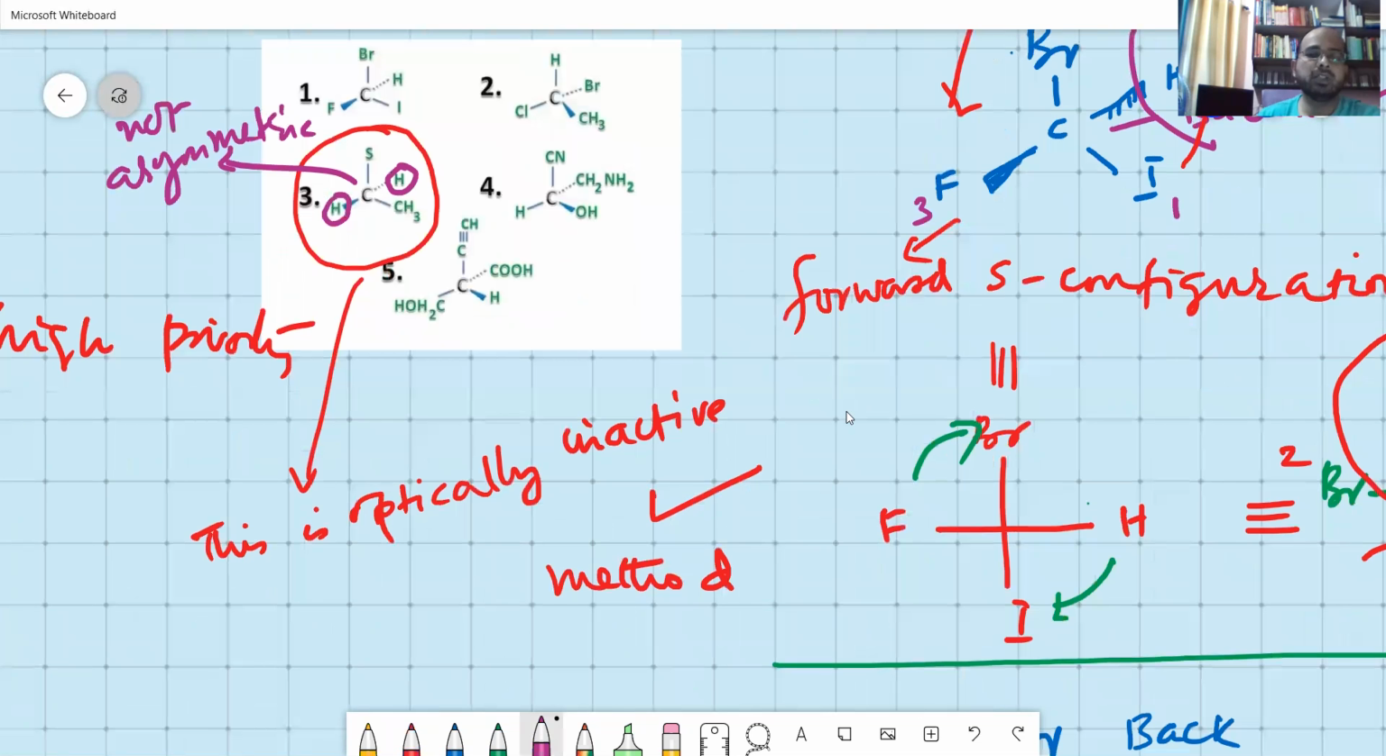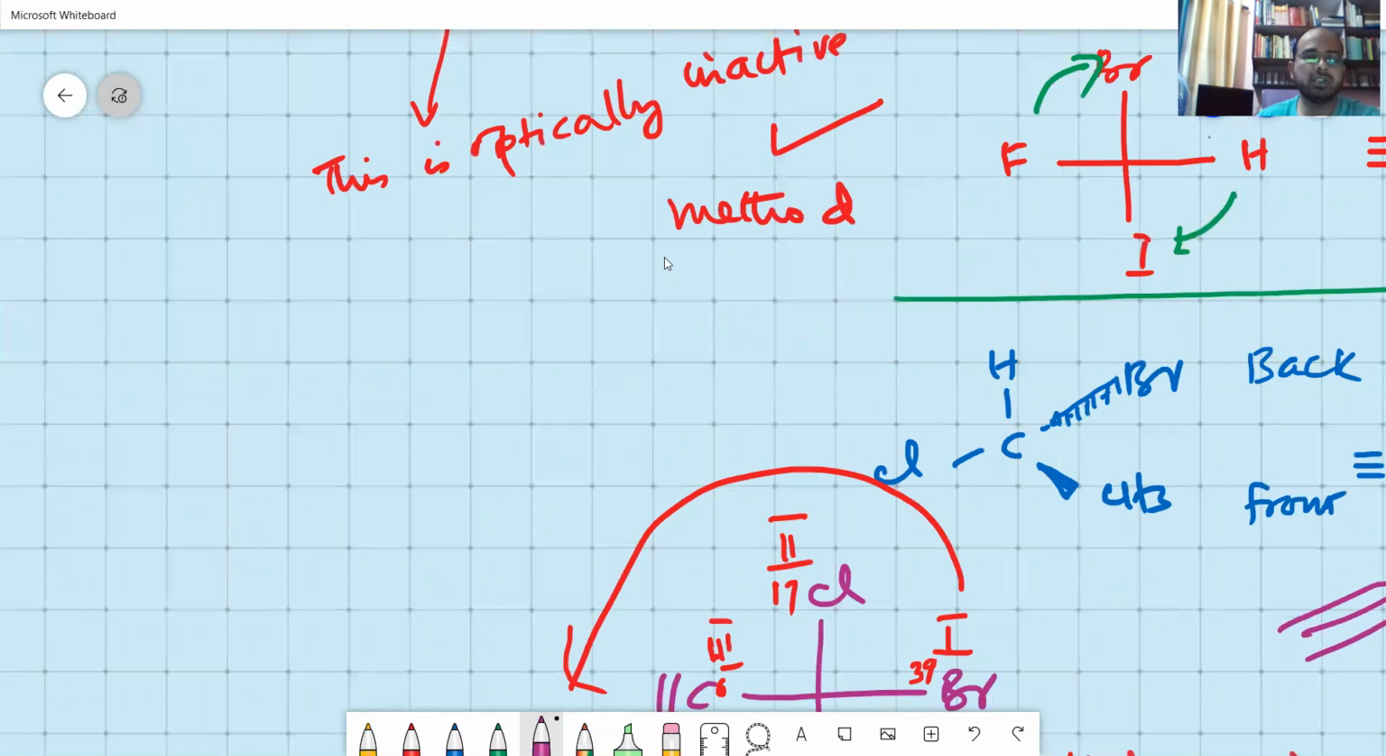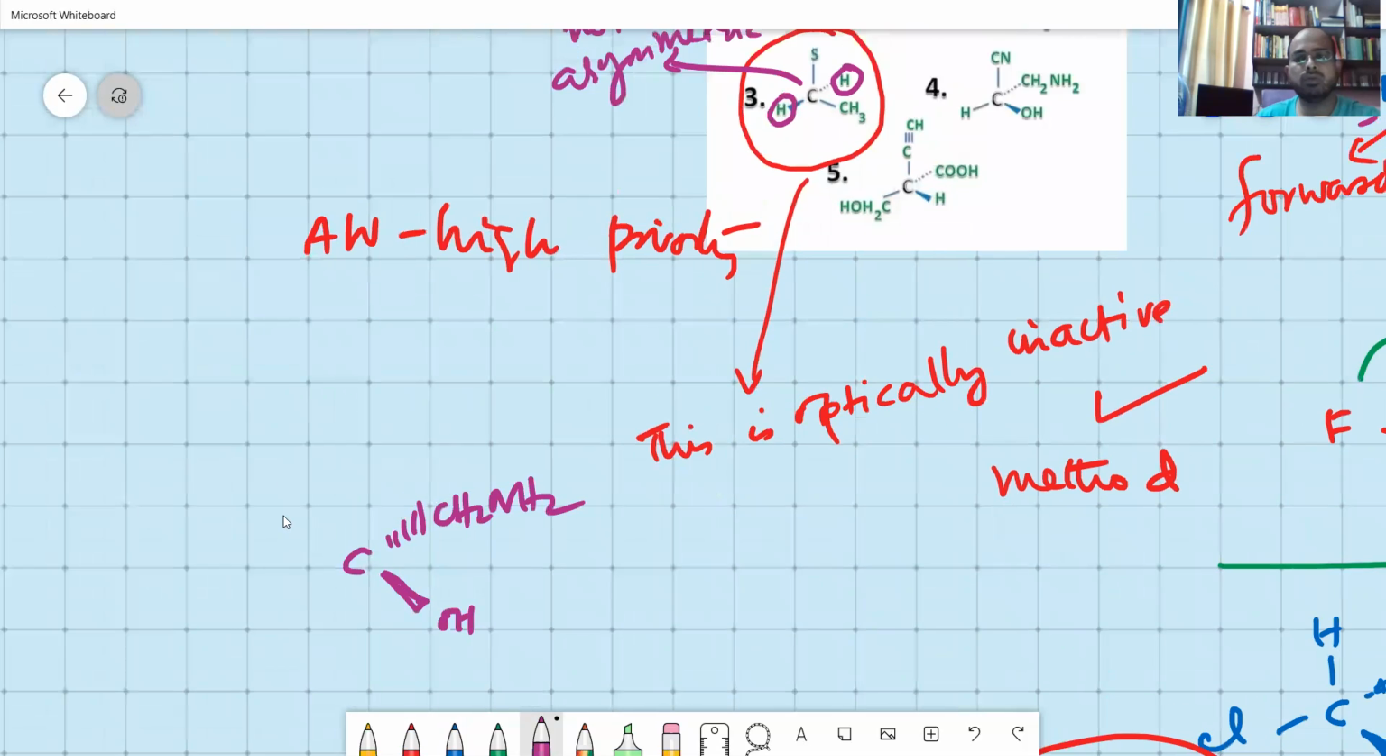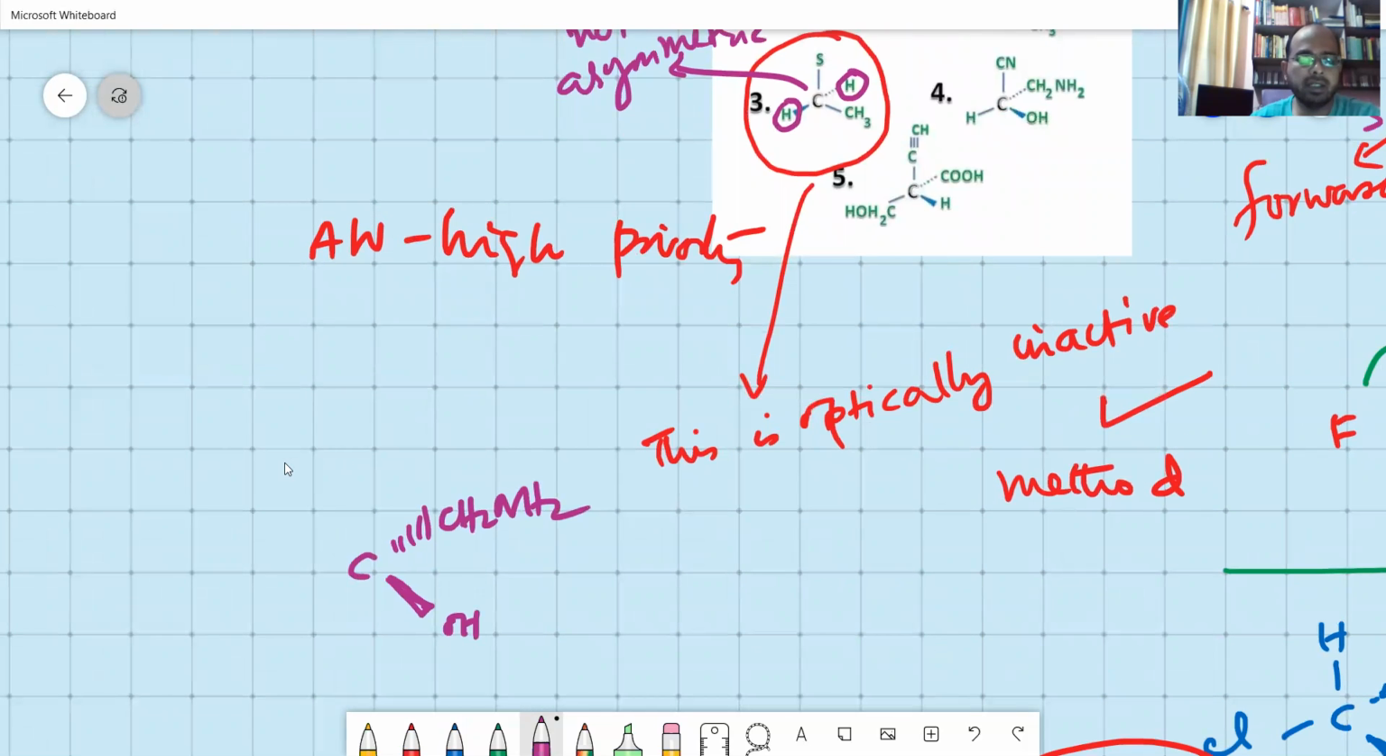Okay. So the fourth example is CN, CH2NH2, OH. Fourth example is this one. C, solid dash OH, backward CH2NH2. Fourth one is CN, sign it there, and you have hydrogen. Now these two you can just push them back.